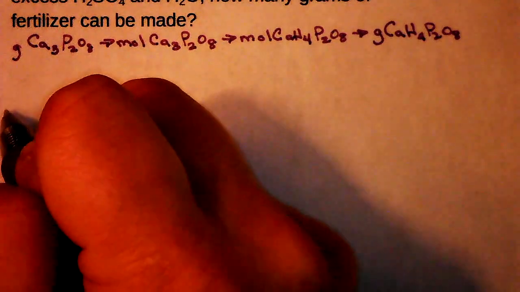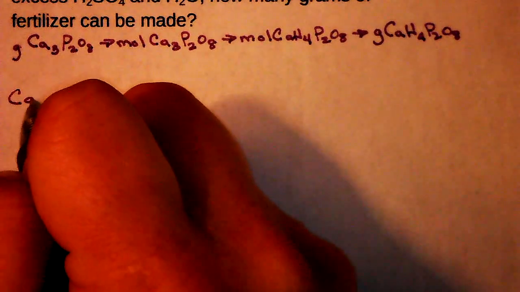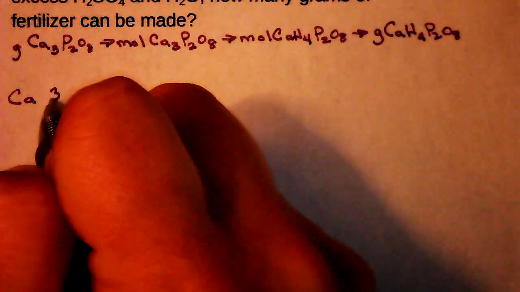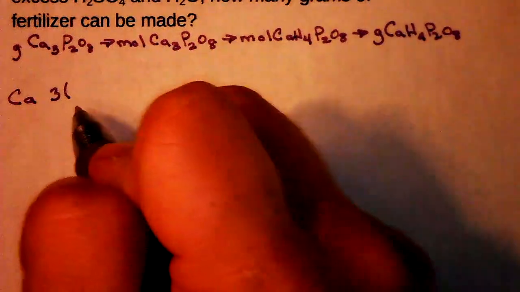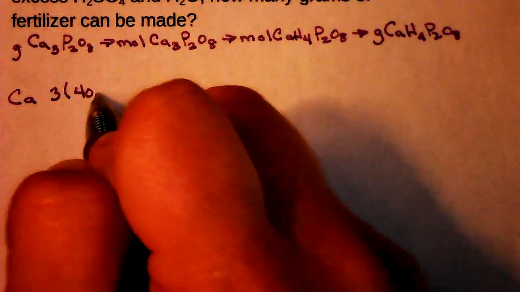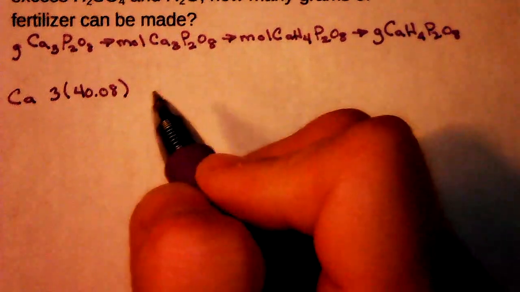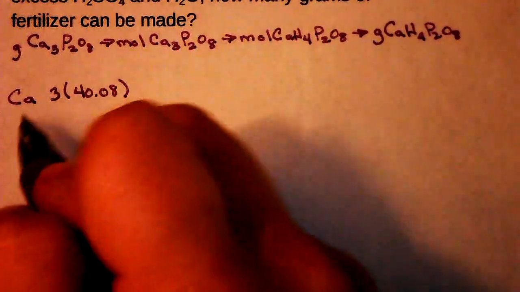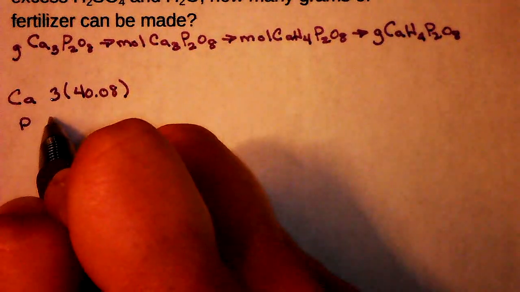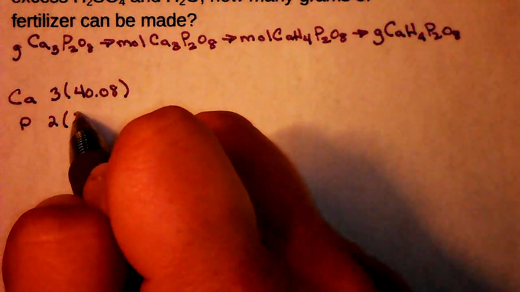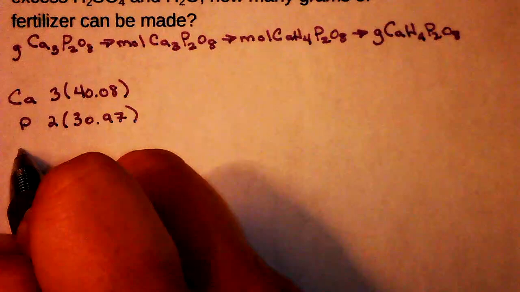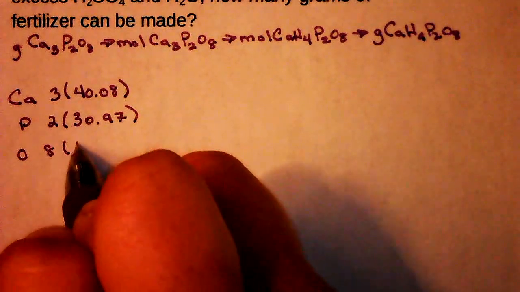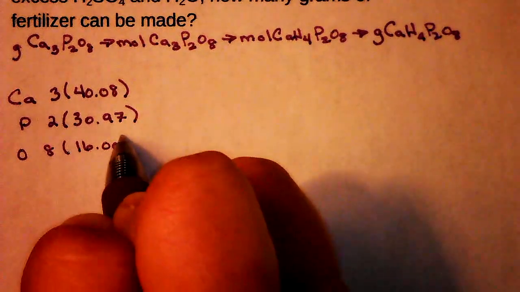We've got Ca, and then we've got three atoms of it. Calcium is 40.08 atomic mass units. Just find that on your periodic table. Then you've got phosphorus. We've got 2 of those. 30.97. Okay, then we've got oxygen. We've got 8 of those. Everybody should have this one memorized by now.